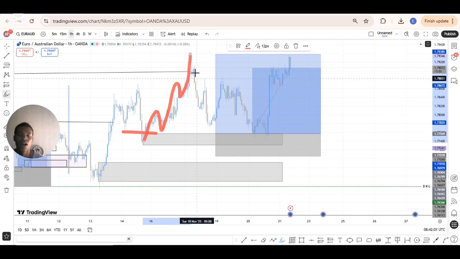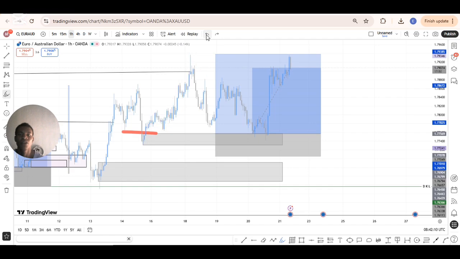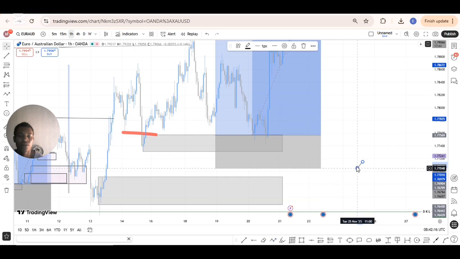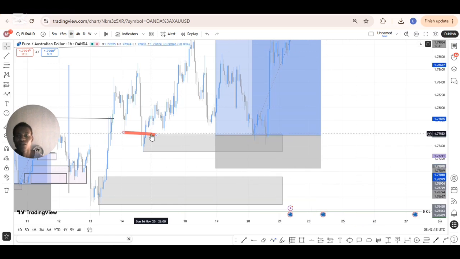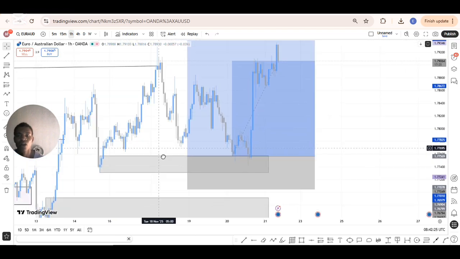And now what are we looking for? We are looking for market to come, take out this inducement and buy, and that was what happened right here. If you look right here, you can see that market came down, took out this inducement before buying. Market came down, took out this inducement right here, and tapped on our order block before buying.